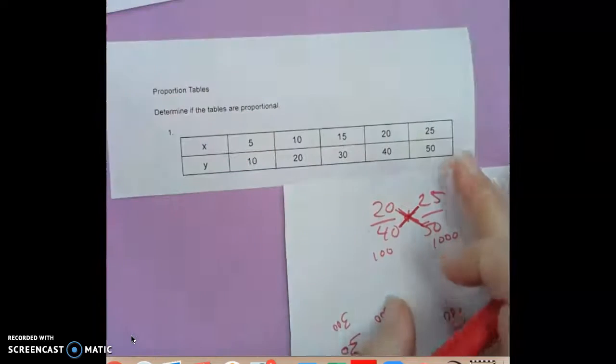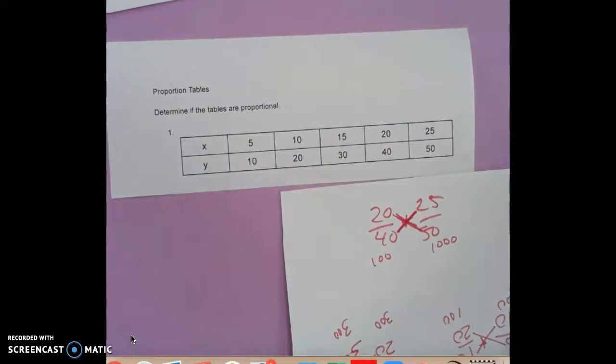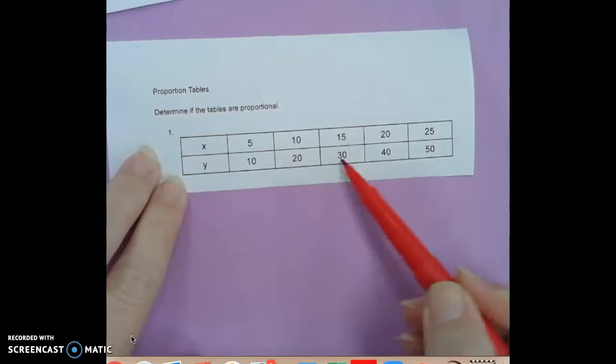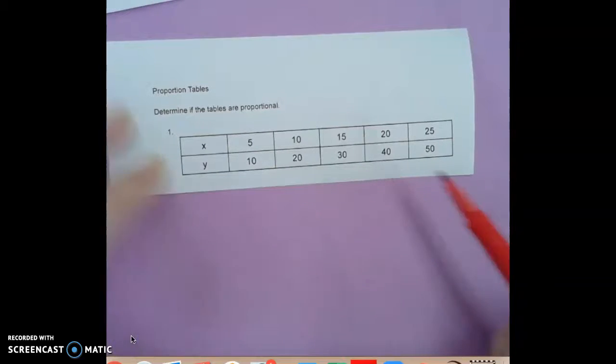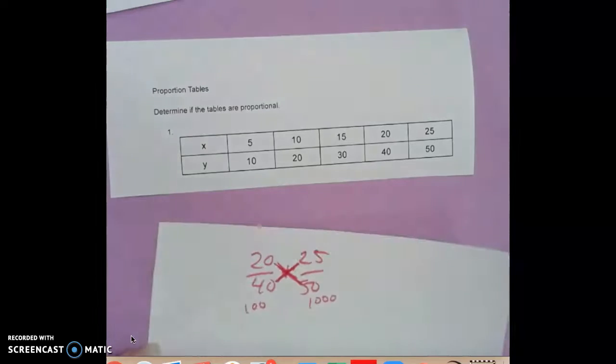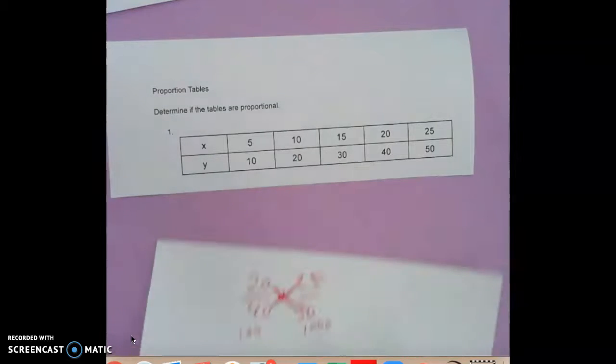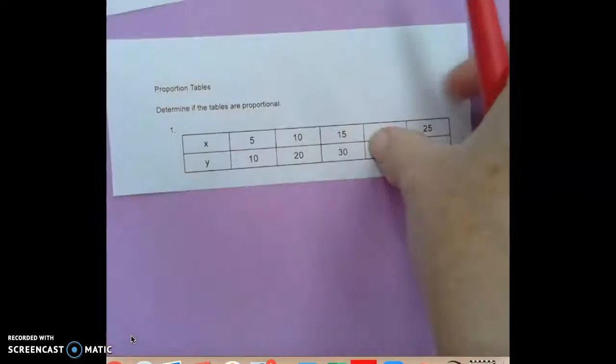Now, some of you may have looked at this and said, well, each one of those is a half. And you could do that as well, because then you know they're proportional because they all simplify to the same thing. So there's lots of different ways to determine if they're proportional or not, but I'm sticking with this way because that's going to lead us into when we have some of these numbers missing in just a little while.